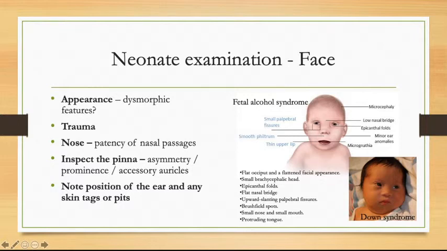Yeah. So after you've looked at the face and you're happy that there's no dysmorphic features, you inspect the rest of the face, looking for any trauma. You're looking just quickly at the nose, seeing if the nasal passages are patent. Then you look at the ears, because you check the position, because low set ears is a feature in Down syndrome. You should look for any skin tags or pits as well.